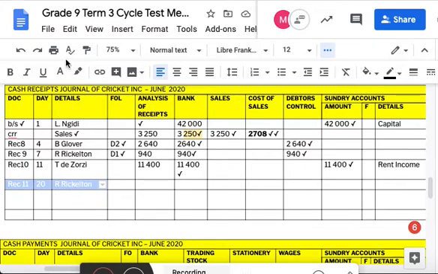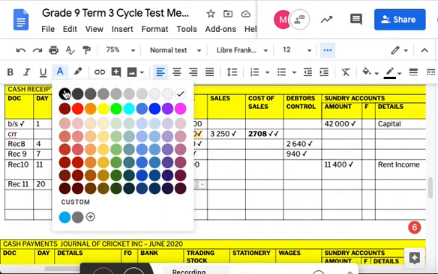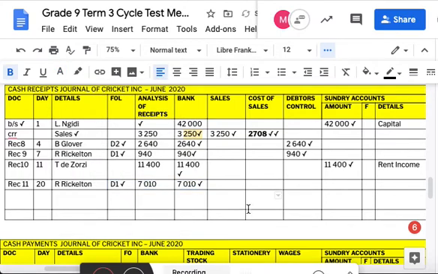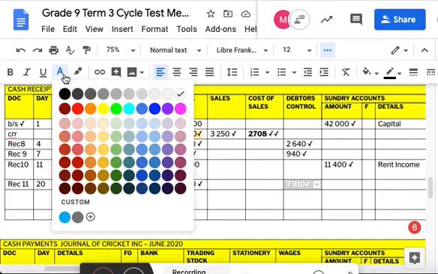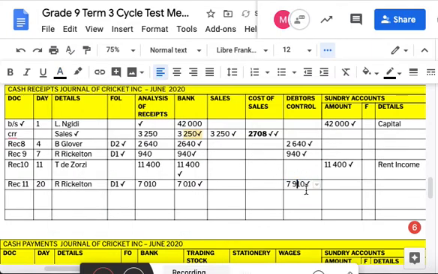Do we need to put anything in the folio column? Okay, D1 or D2? D1. How much is Rickleton paying us? 7,010 Rand. We put it under analysis, we put it under bank. Where does the final 7,010 go? Under debtors control. Spot on again. Debtors is decreasing. Sorry, that should have been a 0. Happy days.